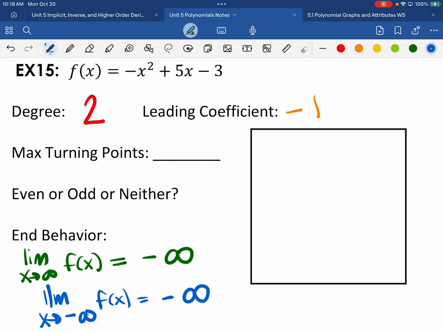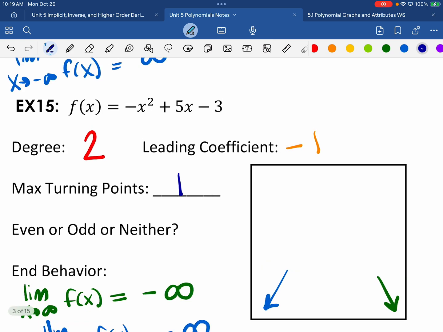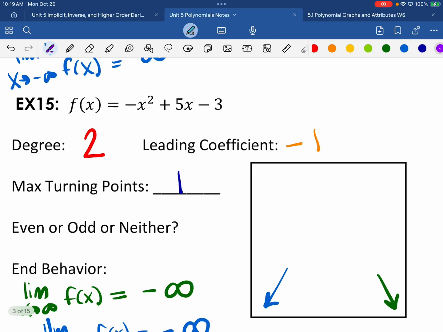Now the limit as x approaches negative infinity of f of x is going to be negative infinity. Why are they both going to be the same? Because the degree is even. Yeah. All right. How many possible turning points can I have? One. And is it even, odd, or neither? Neither.